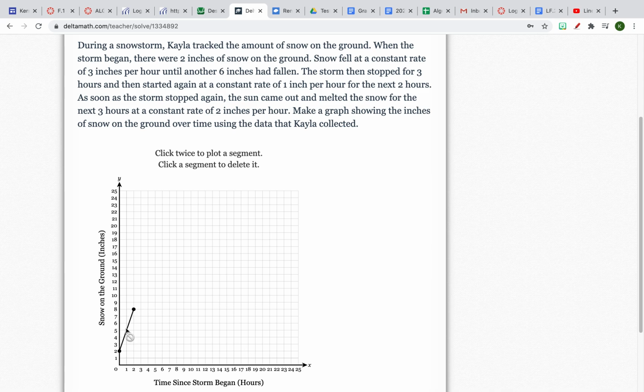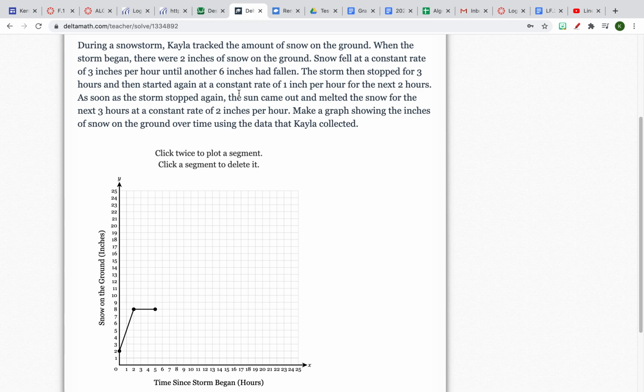Now, if I didn't like that line, if it's wrong, I click in the middle of the line. So again, I start at 2 inches. I go up 3, 1, 2, 3, over 1. 1, 2, 3, over 1. Okay. Then the storm stopped for 3 hours. How do I show that it stopped? I do a horizontal line, and that's 1 hour, 2 hours, 3 hours.